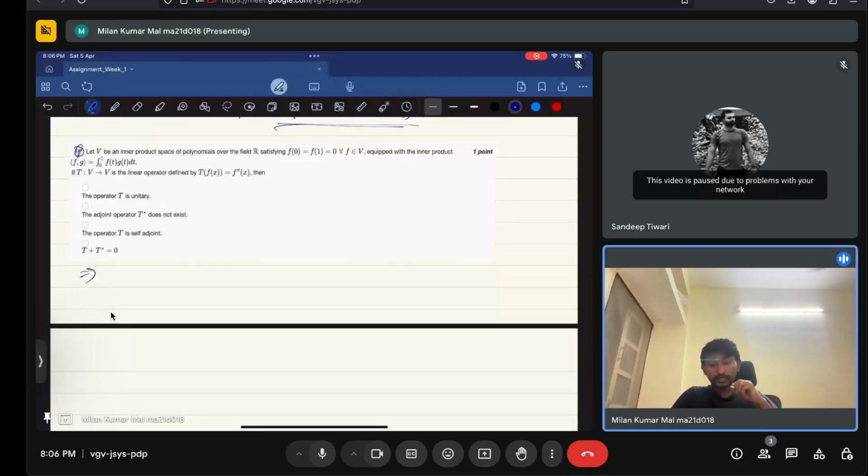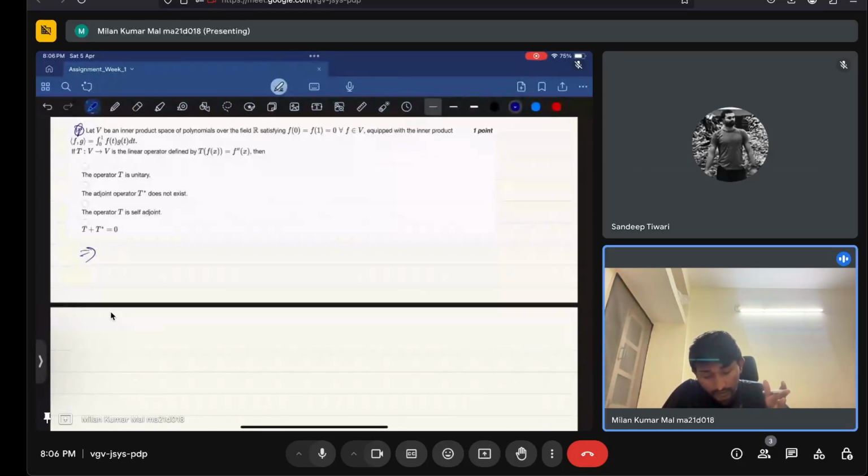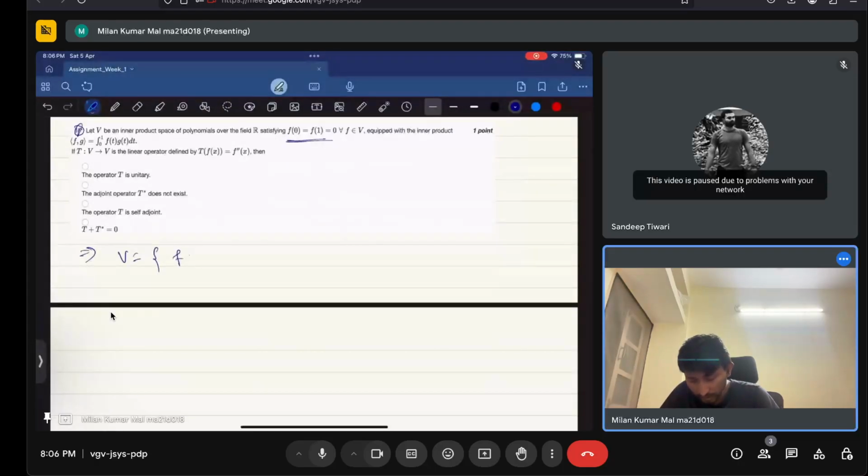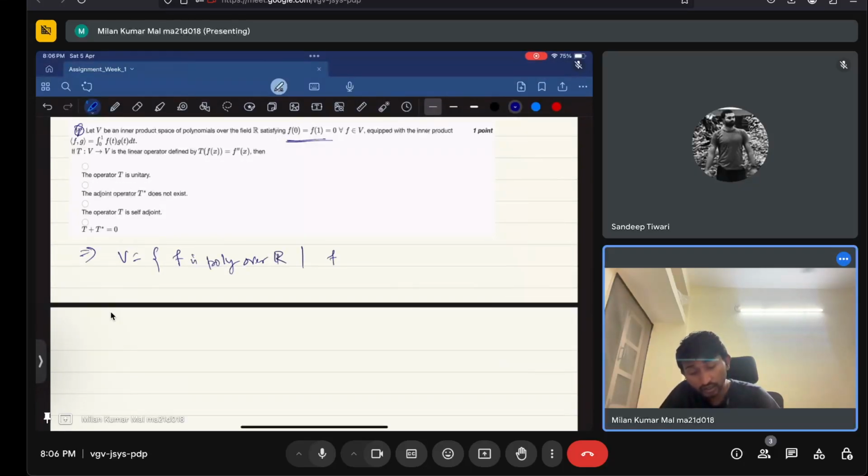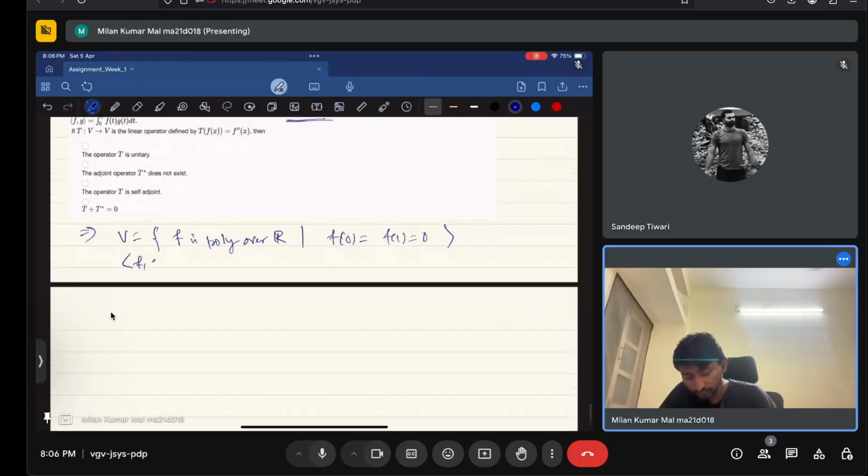Let V be an inner product space of polynomials over the field R satisfying these two conditions. V is the set of polynomials f over R, in general written as R[x], such that f of 0 is equal to f of 1 equals 0. With the standard inner product. Well, this is standard maybe, but that depends on where it is defined. Real valued.